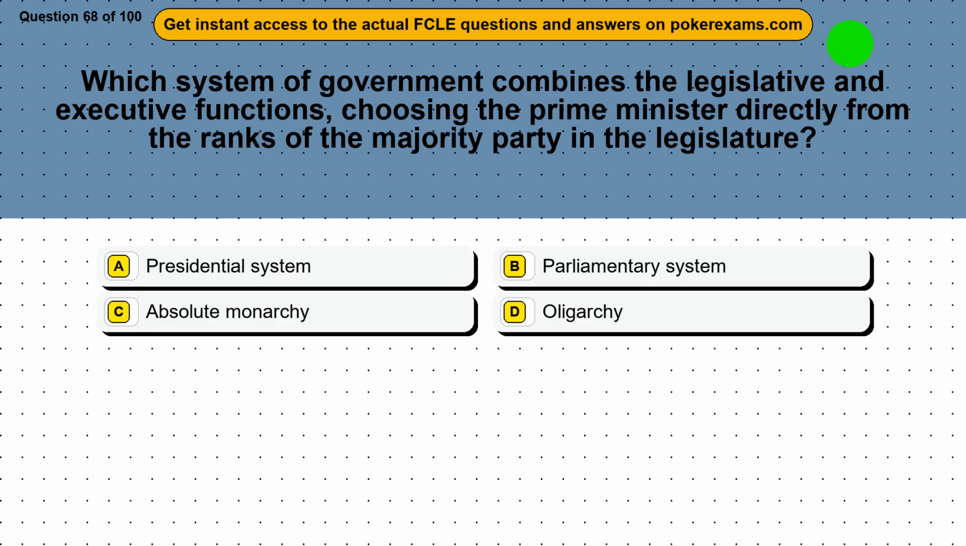Question 68. Which system of government combines the legislative and executive functions, choosing the Prime Minister directly from the ranks of the majority party in the legislature? Option A, presidential system. Option B, parliamentary system. Option C, absolute monarchy. Option D, oligarchy.